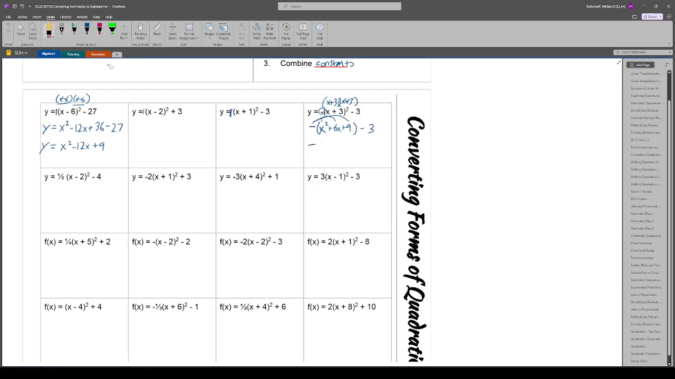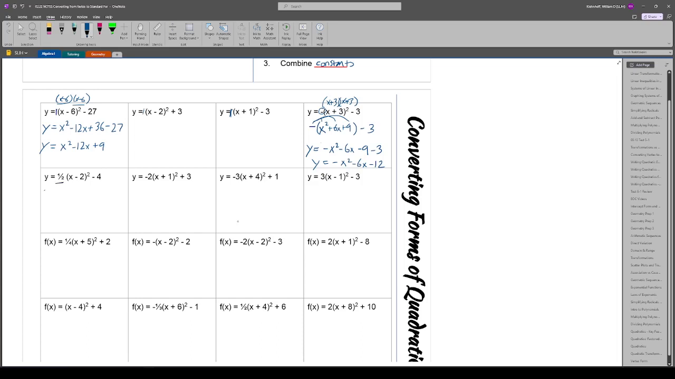And I lost my y equals here, so let me write that. We've got y equals, then we have negative x squared minus 6x minus 9 minus 3, and then our final answer would be negative x squared minus 6x minus 12. So that's how we do those. Let's do one that has an a value that's not equal to an integer. So the next one's good. We have a 1/2 right here.